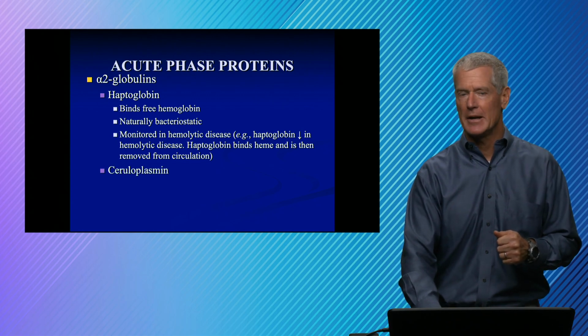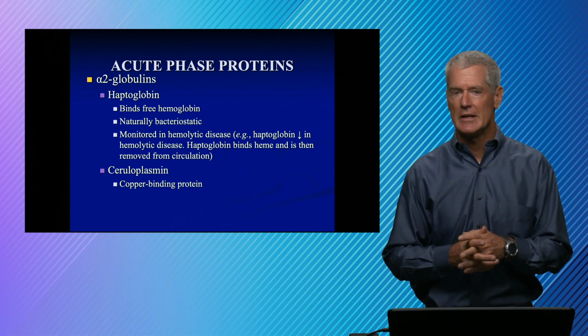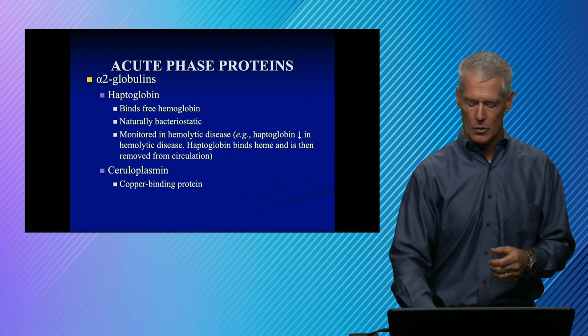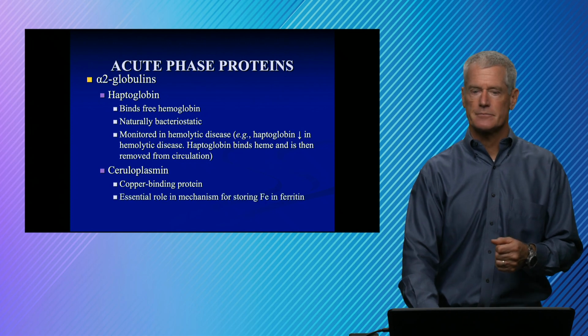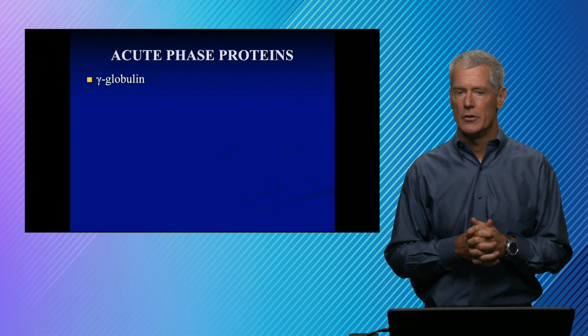Ceruloplasmin is a copper binding globulin. We think about it in terms of Wilson's disease. It's related to uptake of iron and metabolism of iron. So those were the alpha-2 globulins.